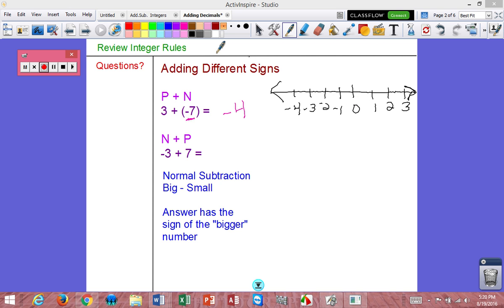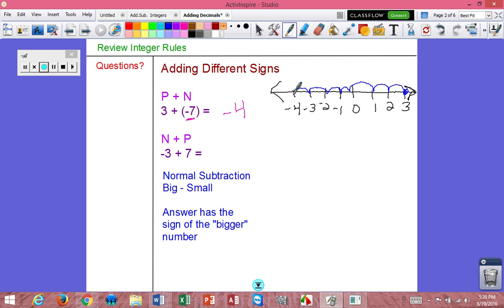Okay, so here we have this number line. Now remember, adding a negative, it's just like taking away that amount. So if I were to start here at 3, and I were to take away 7, that means I would move left 7 places, and see how we end here at a negative 4. So if you have trouble with these, you can always use a number line to assist you.